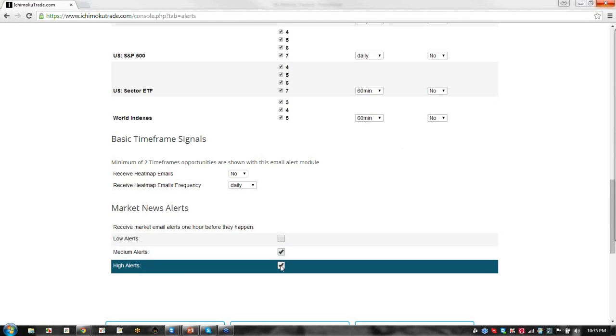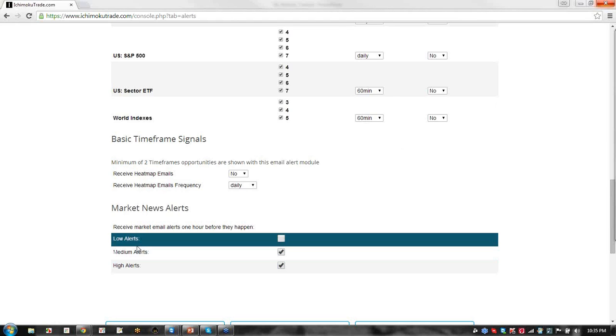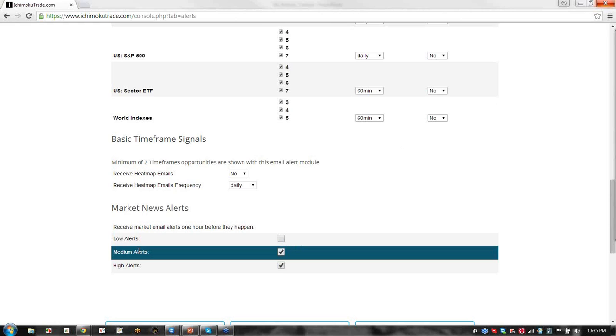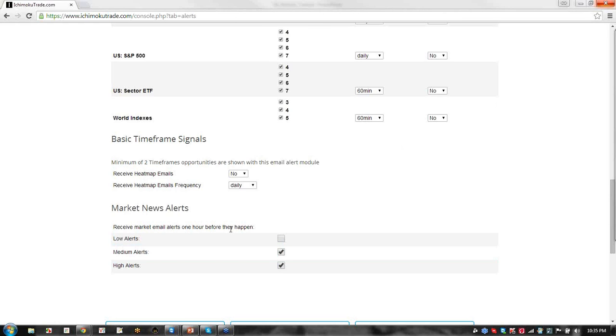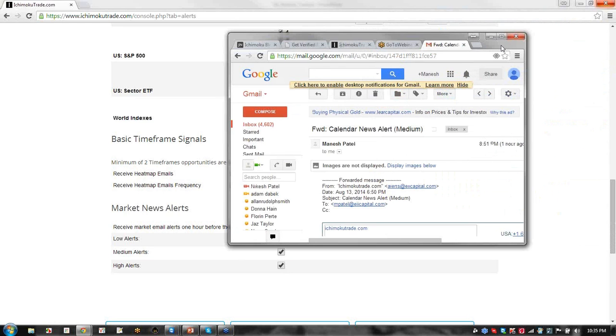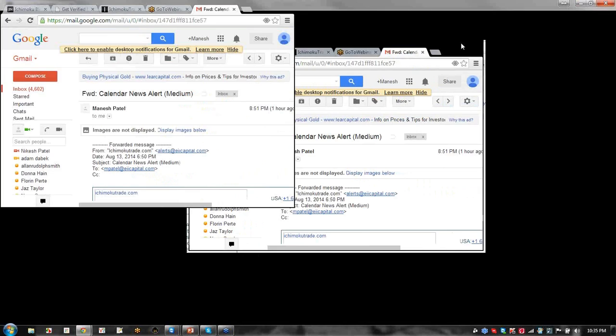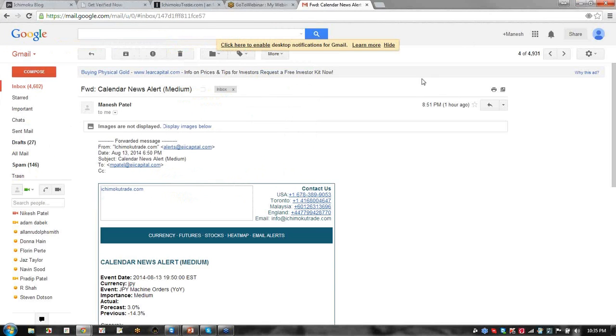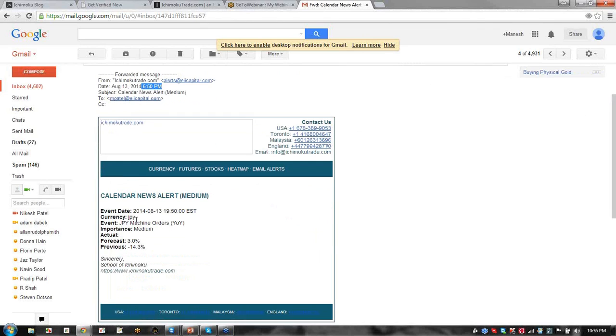What you could do is you could turn these on. We have them categorized by high alerts, medium, and low. And what will happen is 1 hour before the news announcement, it will send you an email and say, hey, this is about to come out. So let me show you one I just got. If I scroll down in here, everyone see this? This was at 6:50 today. This basically was a medium alert, and it told me in Japan there's an event that's coming on. It's medium priority. It gives you a forecast, previous, all this stuff.